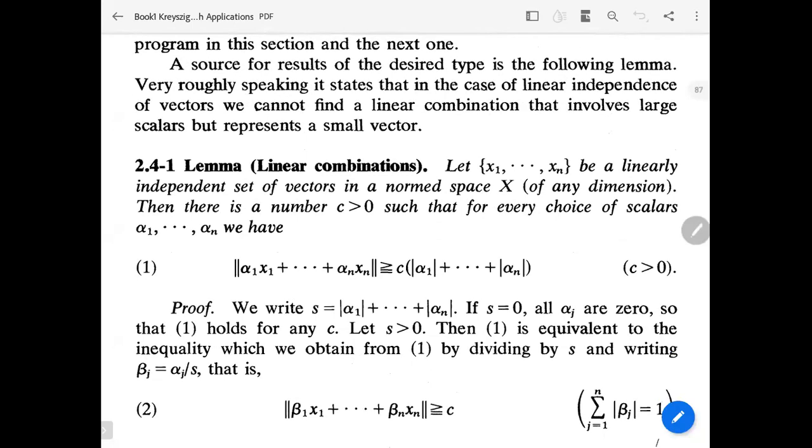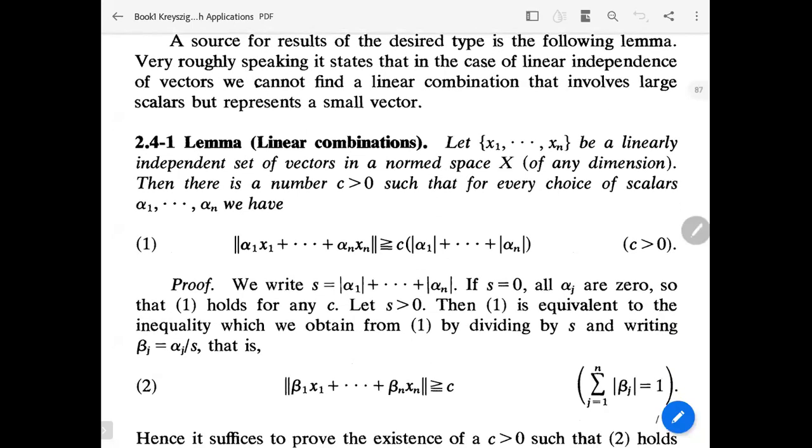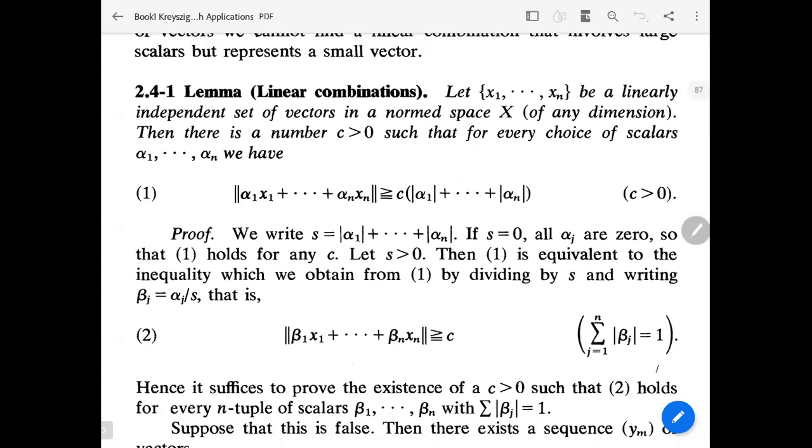So this is the linear combination lemma. For every choice of scalars, that means for every linear combination of the vectors x1, x2 up to xn, the inequality (1) holds true for some positive real number C.